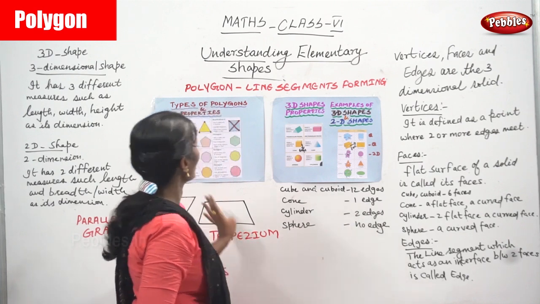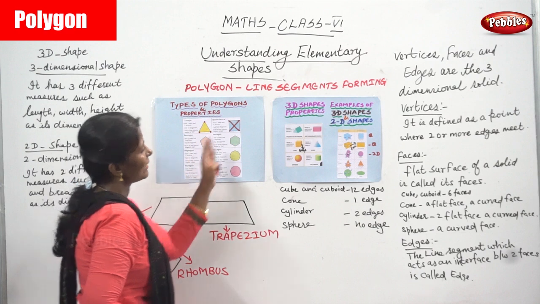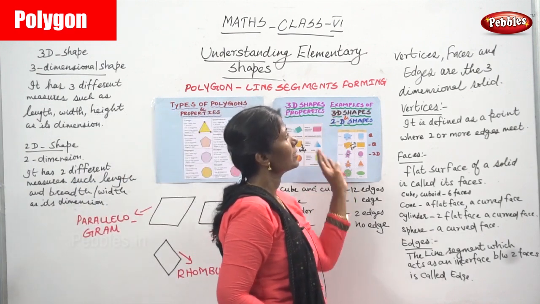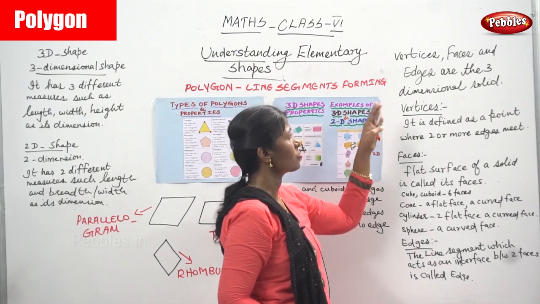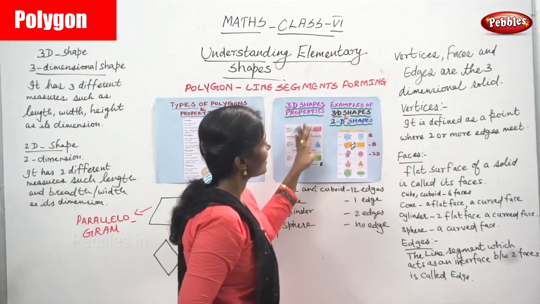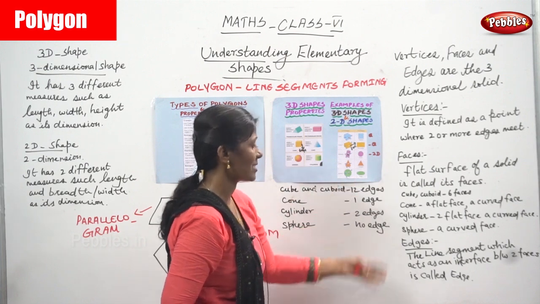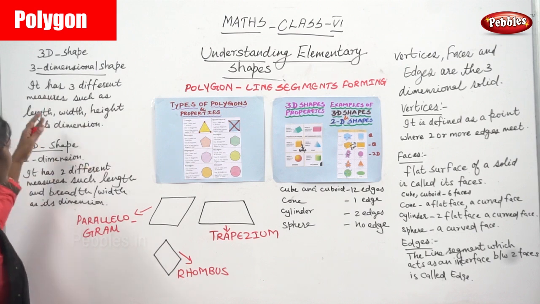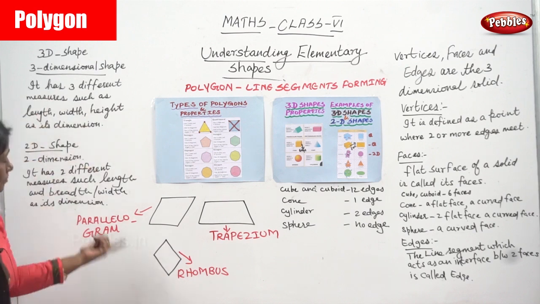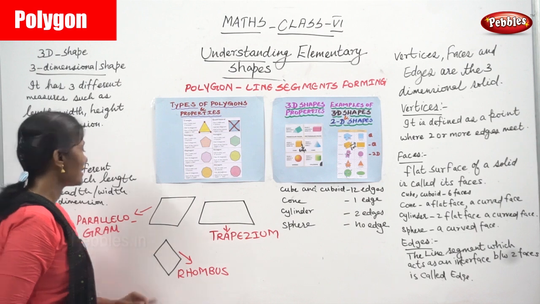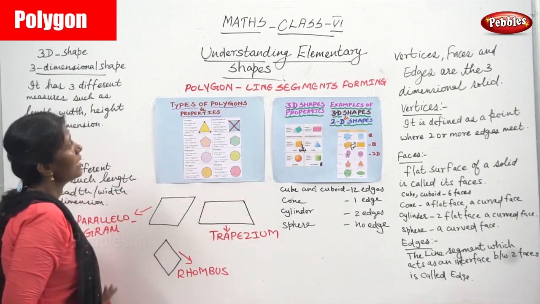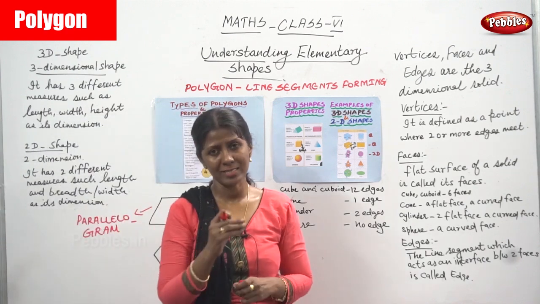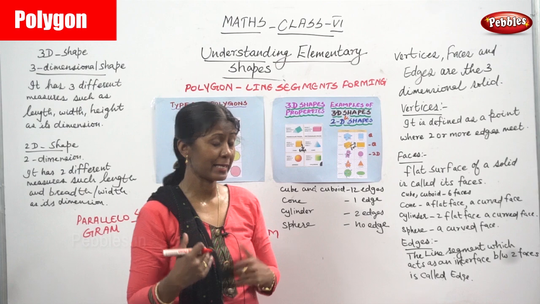I think you understand the types of polygons and their properties, 3D shapes and their properties, examples of 3D and 2D shapes, and the terms of 3D shapes: vertices, faces and edges. Especially in 3D shapes, how many vertices, faces and edges there are, the definitions of 3D and 2D shapes, and the types of quadrilaterals. You understand everything from understanding elementary shapes. So finally we have a small recap of the shapes.